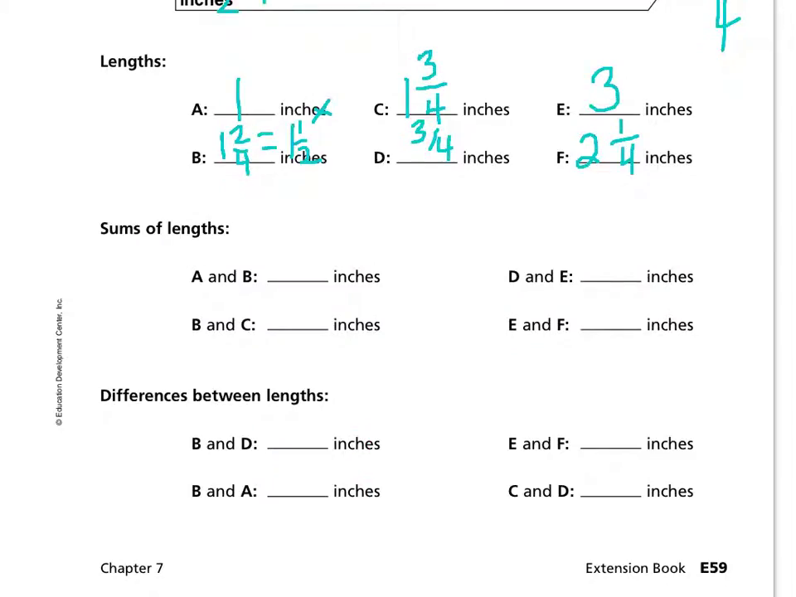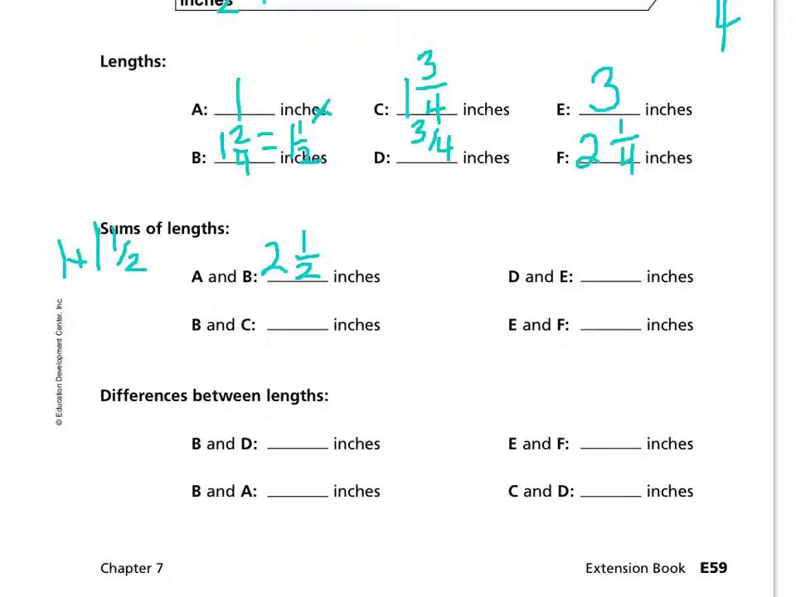Now we're going to use this information to find the sums of the lengths. So I need to add A plus B. So I know that I have 1 plus 1 1/2. I first add my whole numbers. So 1 plus 1 is 2. And then my fractions. And I only have 1/2. So 2 1/2.